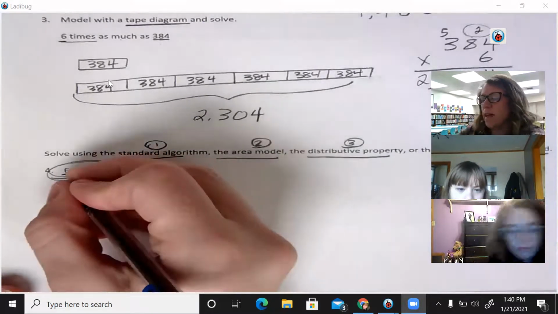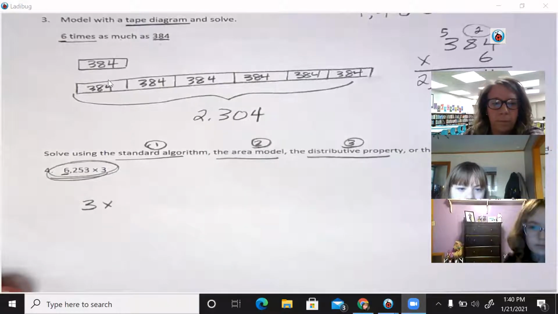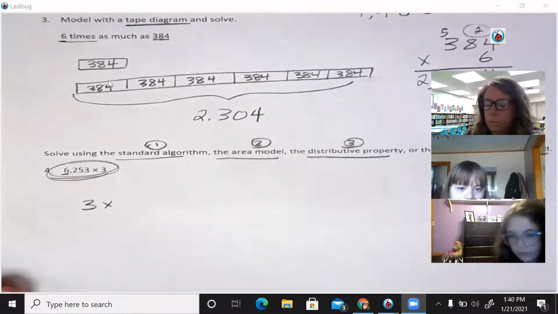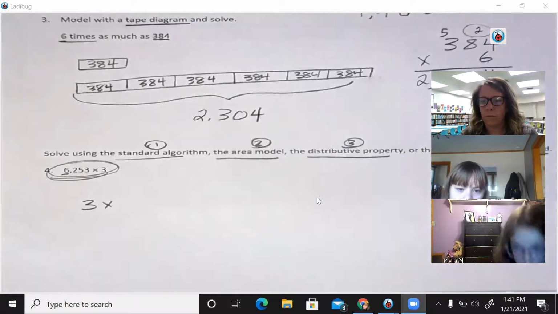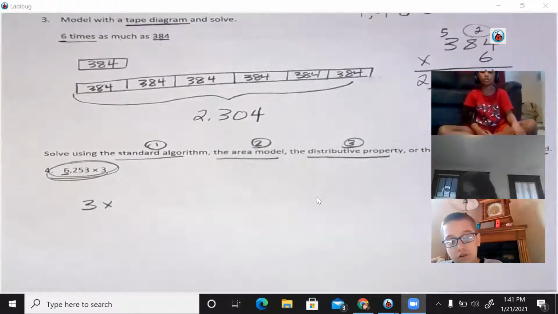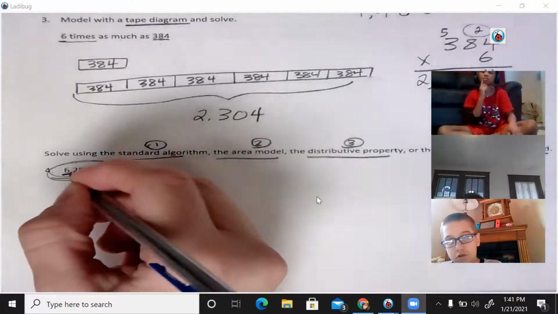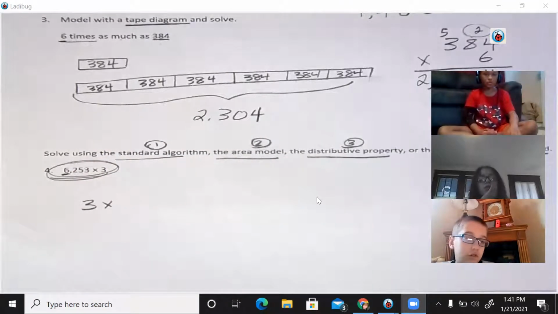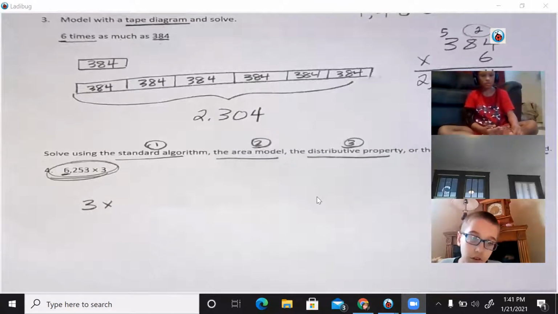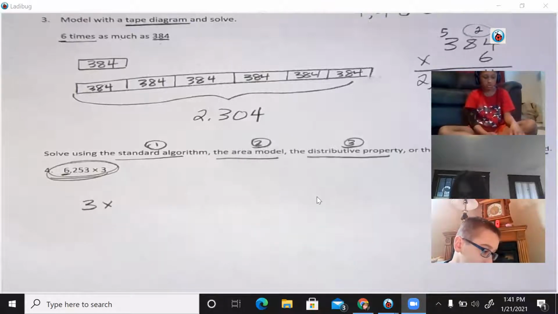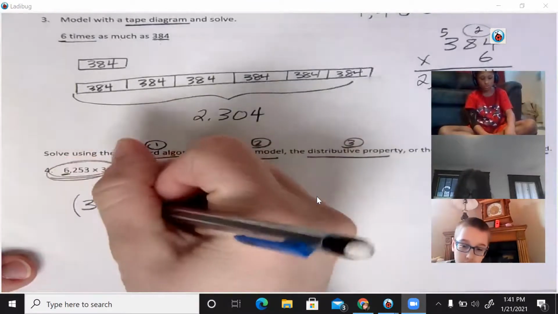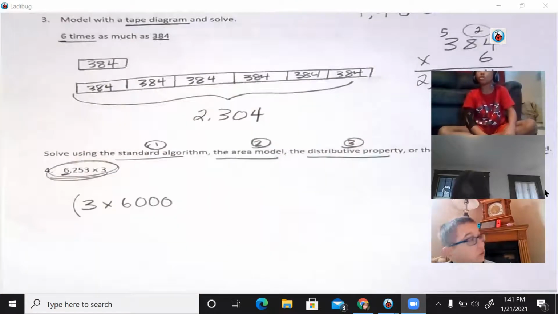Noah, what's the value of this 6? How much is it worth? Thousands. 6,000. So in parentheses, we're going to put 3 times 6,000.